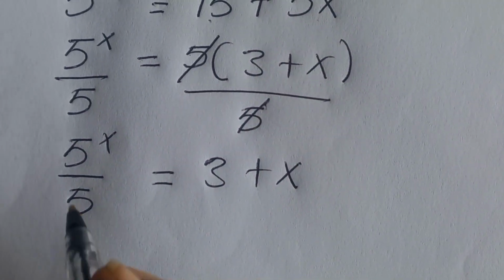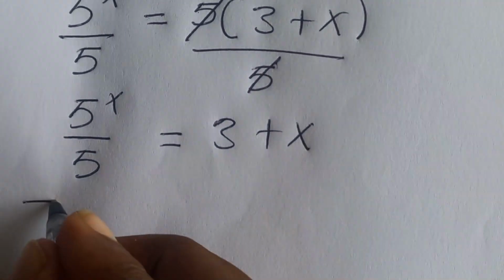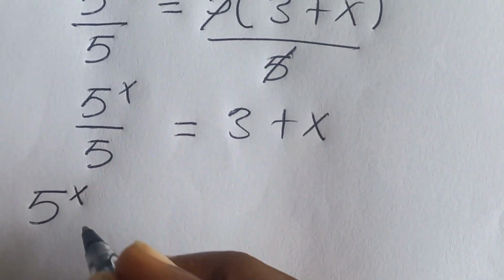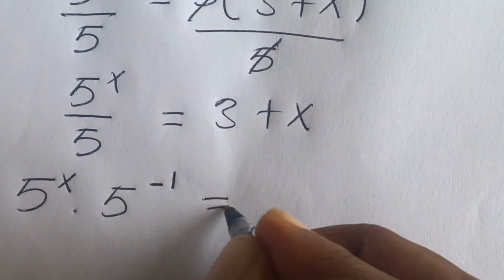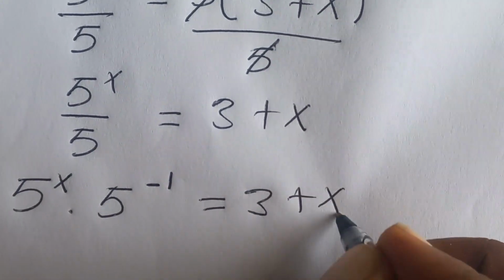Now, with this, we can rewrite it as 5 exponent x multiplied by 5 exponent negative 1, and it's equal to 3 plus x.